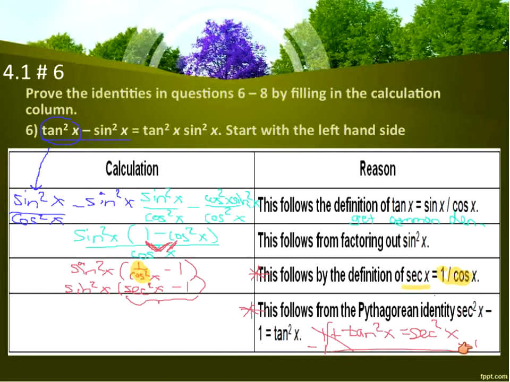Are you okay with how I just took the 1 and moved it to the other side? I just subtracted the 1. So now I can replace secant squared x minus 1 with tangent squared x. So I have sine squared x out in front, and this whole parenthesis became tangent squared x. Well, this is exactly what I was trying to prove, the right side.